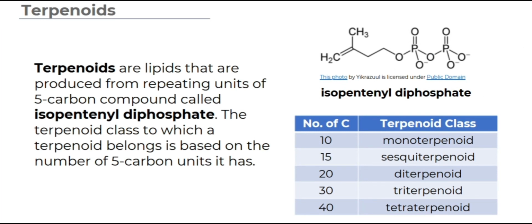Terpenoids are lipids that are produced from repeating units of a 5-carbon compound called isopentenyl diphosphate. The terpenoid class to which a terpenoid belongs is based on the number of 5-carbon units it has. The classes are monoterpenoid, which has 10 carbons, sesquiterpenoid, which has 15 carbons, diterpenoid, which has 20 carbons, triterpenoid, which has 30 carbons, and tetraterpenoid, which has 40 carbons.